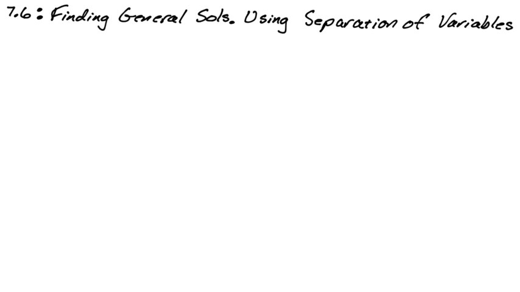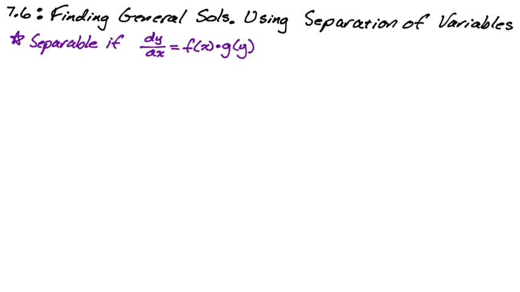A differential equation is separable if it looks like this: dy dx is equal to f of x times g of y. You need to be able to write it as a product of a function of x and a function of y. So for example, you could have something like this. These are all separable differential equations.